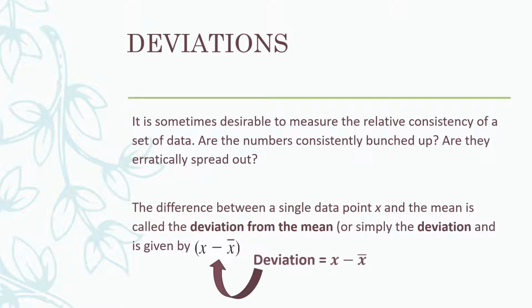Here's what I want you to write down. I want you to write down that the deviation is equal to x minus x bar. You can put the parentheses around it if you want to. You don't have to, but if it looks better to you with the parentheses around it, you can go ahead and put the parentheses around it. Make sure you write this part down because we are going to see this again in the next couple of slides.